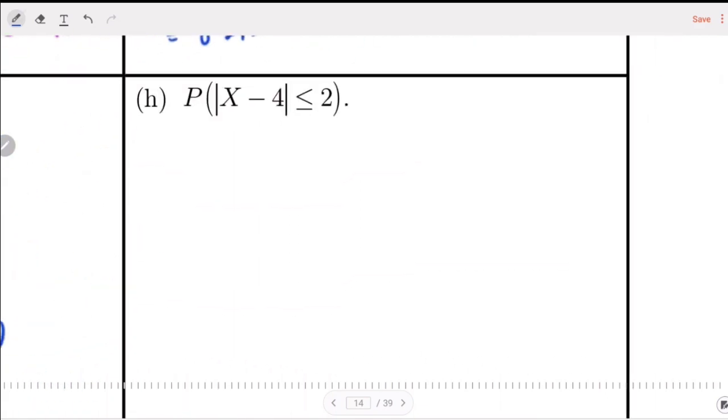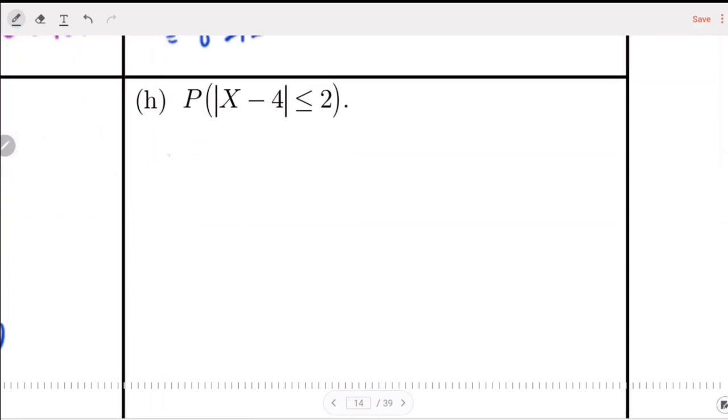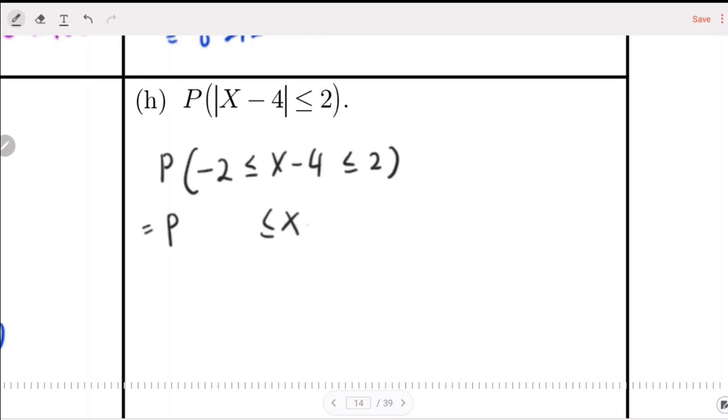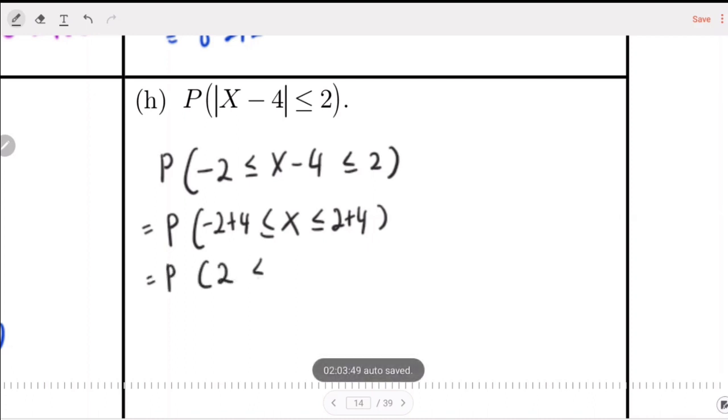Next, H, we're given modulus. So we need to decode it first, separate it into 2. So we're going to have one of the values negative and the other one positive. And then rearrange until we have X in the middle. So -2 plus 4 and also 2 plus 4. So 2 less than equal to X less than equal to 6.